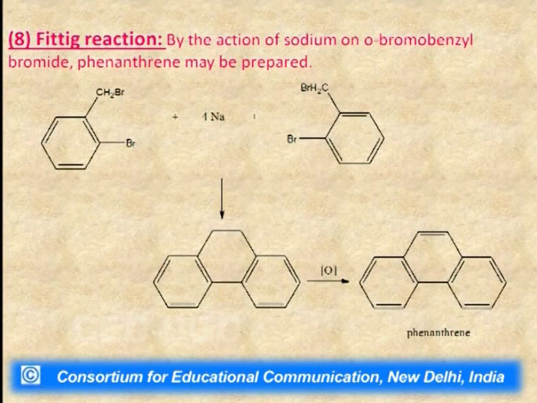Then comes the Fittig reaction. Fittig reaction is a well known name reaction in which we take the hydrocarbons along with the sodium metal. So, here we have taken the aromatic hydrocarbon. In this case we have taken ortho-bromobenzyl bromide. 2 molecules of this ortho-bromobenzyl bromide have been taken along with the sodium metal and sodium bromide will go out as a side product, condensing these 2 hydrocarbons to give us this cyclized product, which will further undergo oxidation to give us phenanthrene hydrocarbon.